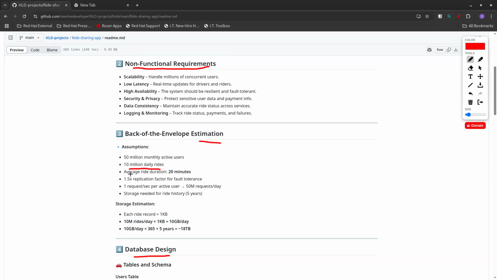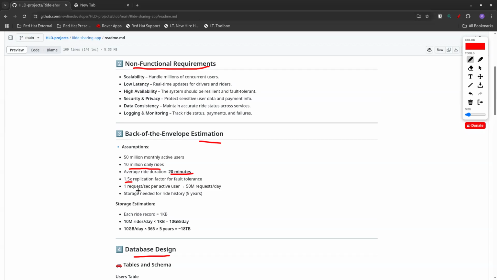The users are going to use it, and then the average ride duration will be around 20 minutes we can expect, and then the replication factor for fault tolerance will be 1.5x, multiplied, the replica data we have to keep for fault tolerance.